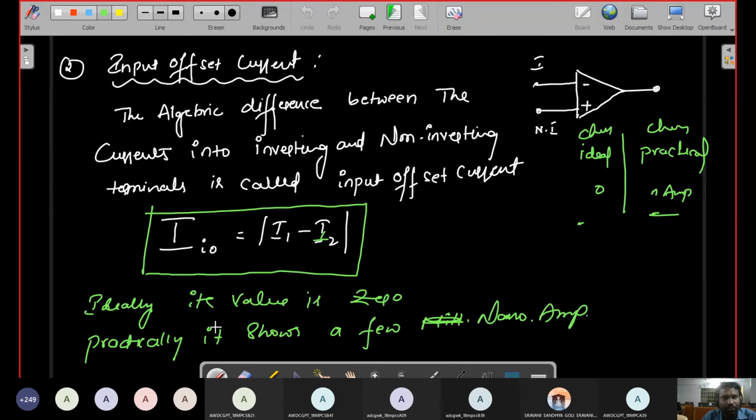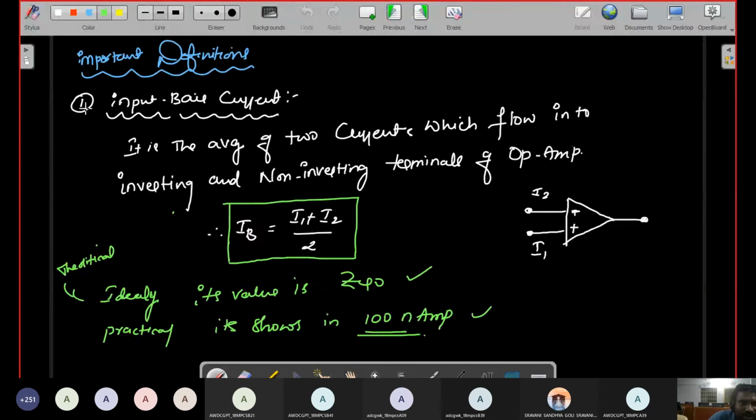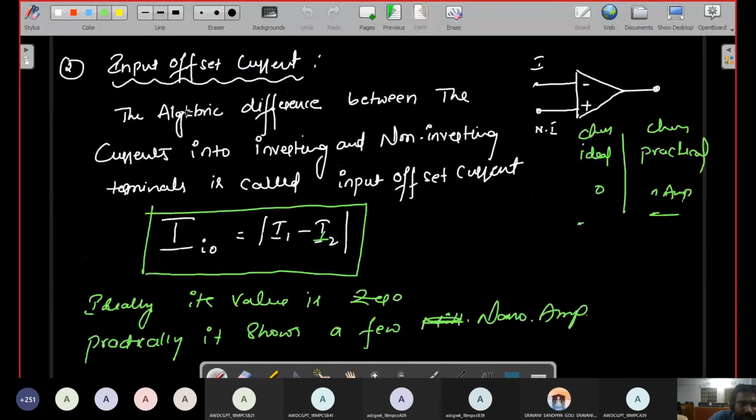So please note, we will move to the next definition. Right. Next definition. Two definitions are already over: input bias current and input offset current. Now the third definition is input offset voltage.